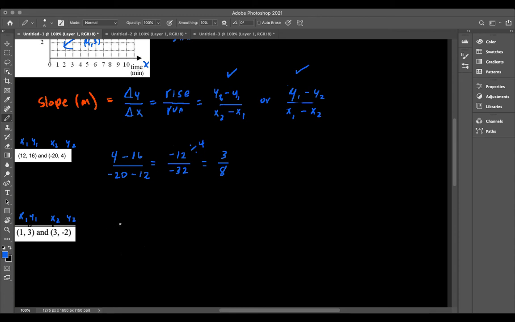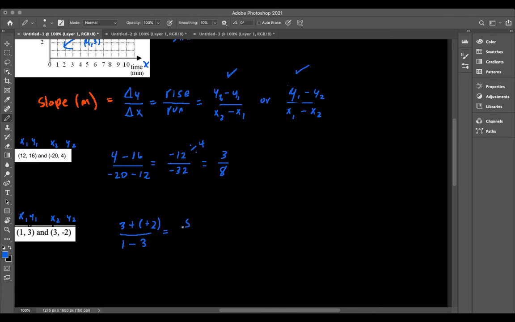Okay, so we have y1, which is 3, minus y2, which is negative 2. Remember, you can't just add; you have to add the negative. So it's negative 2, put a parenthesis around it with the minus in front. That's important, you got to make sure you're minus and minus. Then we have x1, which is 1, minus 3. Again, we have negative and negative, it turns to positive, so that gives us 5.